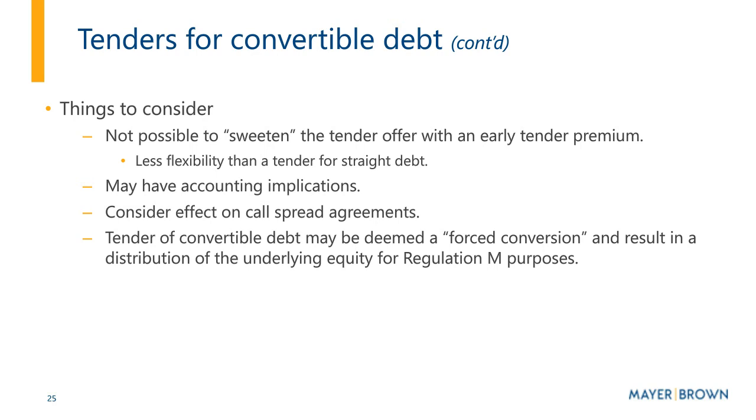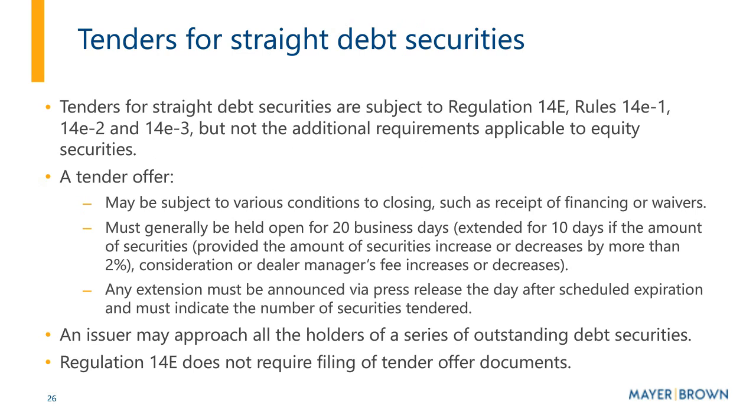Now we're going to talk about tenders for straight debt securities. All tender offers, including tenders for straight debt securities, meaning non-convertible, are subject to SEC Regulation 14E and Rules 14E-1, 14E-2, and 14E-3 thereunder, but not the additional requirements applicable to equity securities discussed above, like the all holders rule or the best price rule.